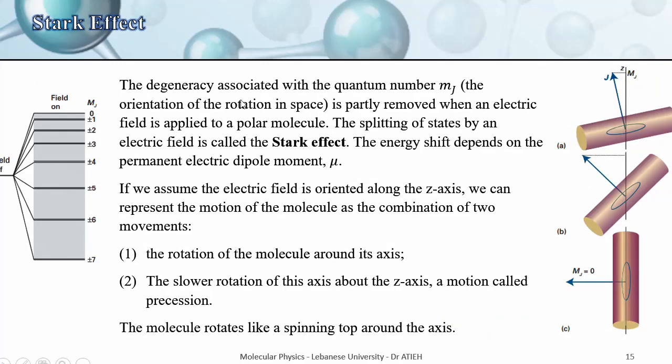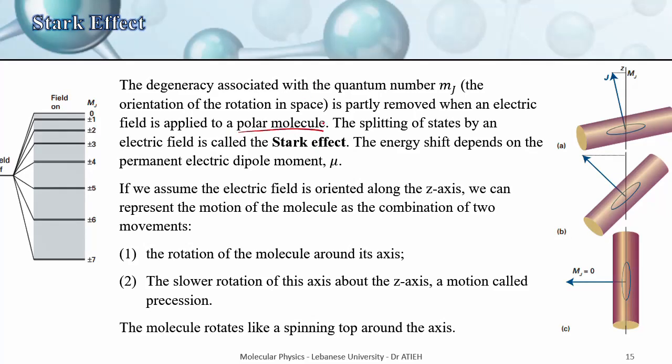The degeneracy associated with the quantum number mj is partially removed when an electric field is applied to a polar molecule. The splitting of states by an electric field is called the Stark effect. The energy shift depends on the permanent electric dipole moment. This is just given for you as general information.